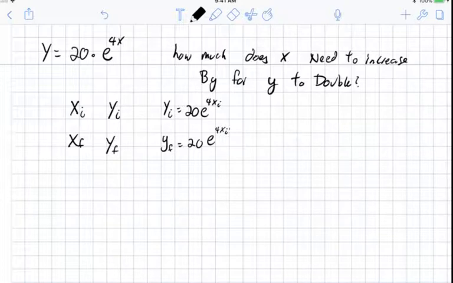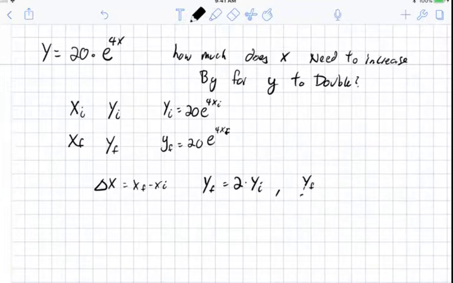It's final. We want to figure out how much time it takes for yf to be twice the initial value. In other words, yf divided by yi is equal to 2. We want to figure out how much time it takes for the output to double. Does that make sense? Watch how easy using algebra in exponentials is to answer this question.